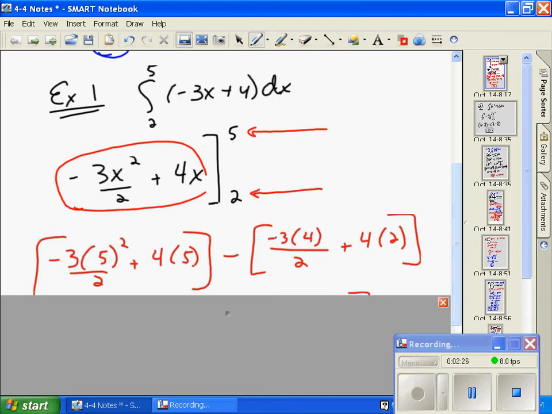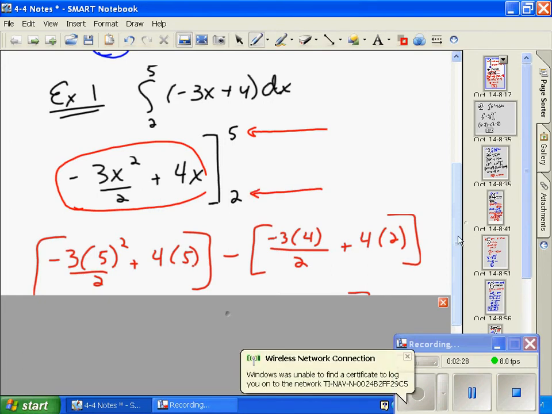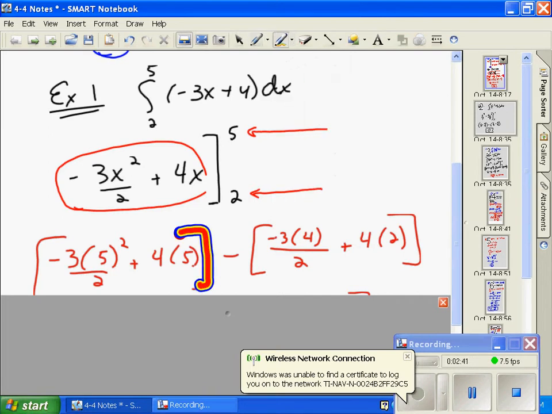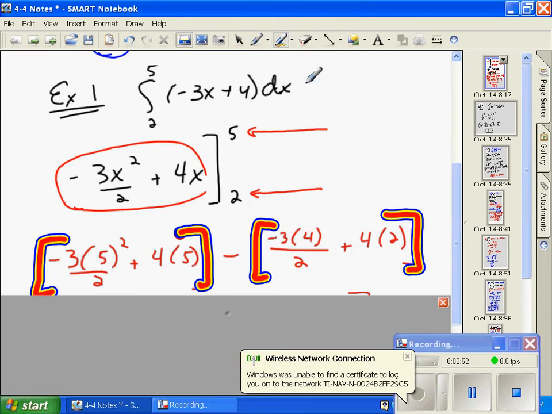So I take my antiderivative, and on the left side, I have negative 3 times 5 squared divided by 2 plus 4 times 5. And I put that in brackets to emphasize that this part of my bracket was when I substituted in my 5. Minus, now I substitute in my 2. And I put brackets around everything substituting in 2 to make sure I don't mess up on my computational part of the problem.